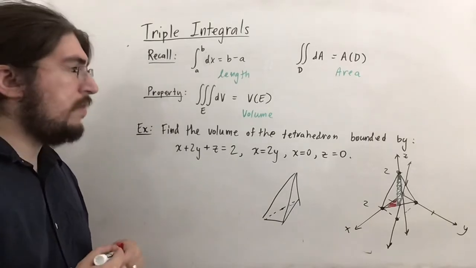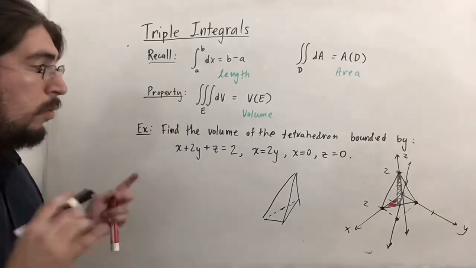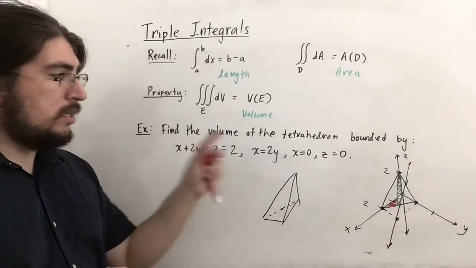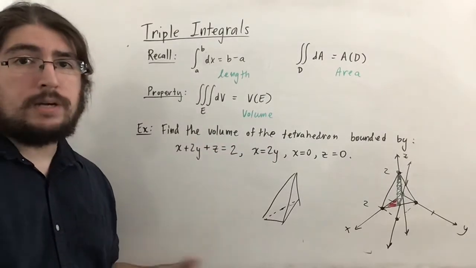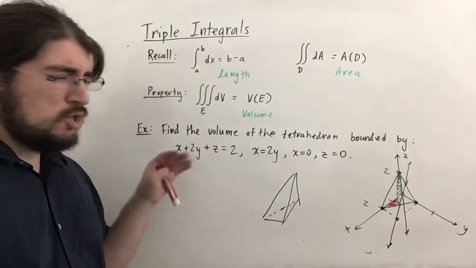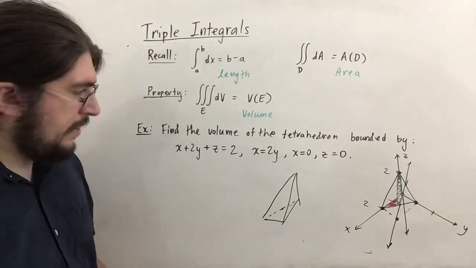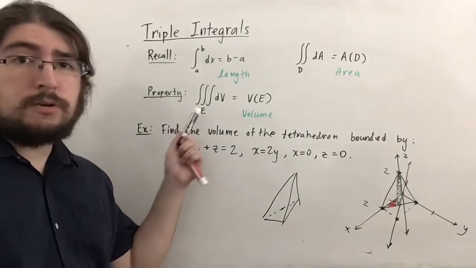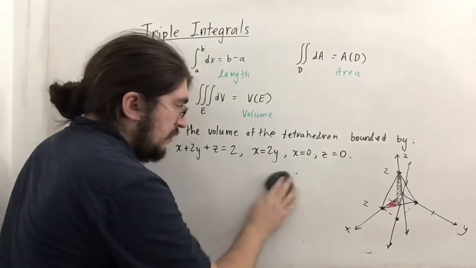Now as far as how do we find the volume of this thing, what we're going to do actually is we're going to try to write this as a type 1, type 2, or type 3 region. I'll try to do type 1, and then we'll just take the triple integral of dV. So let's see if we can do that now.